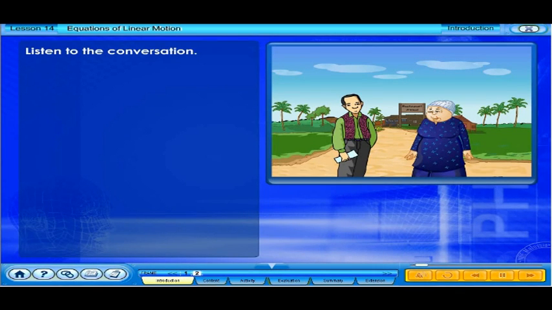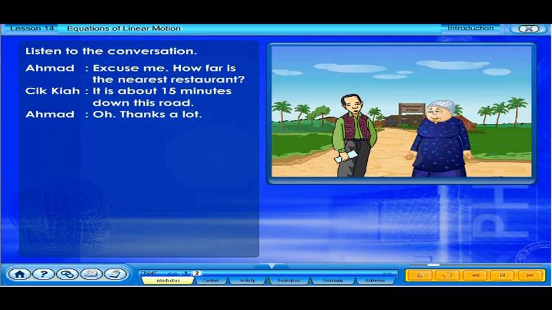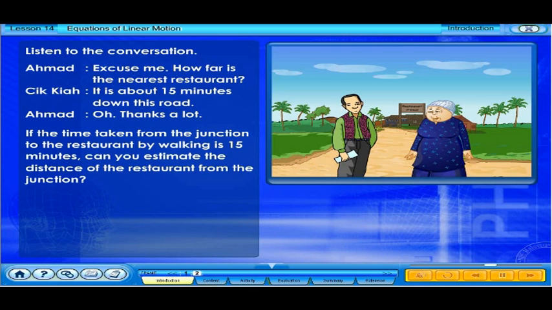Listen to the conversation. Excuse me, how far is the nearest restaurant? It is about 15 minutes down this road. Oh, thanks a lot. If the time taken from the junction to the restaurant by walking is 15 minutes, can you estimate the distance of the restaurant from the junction?